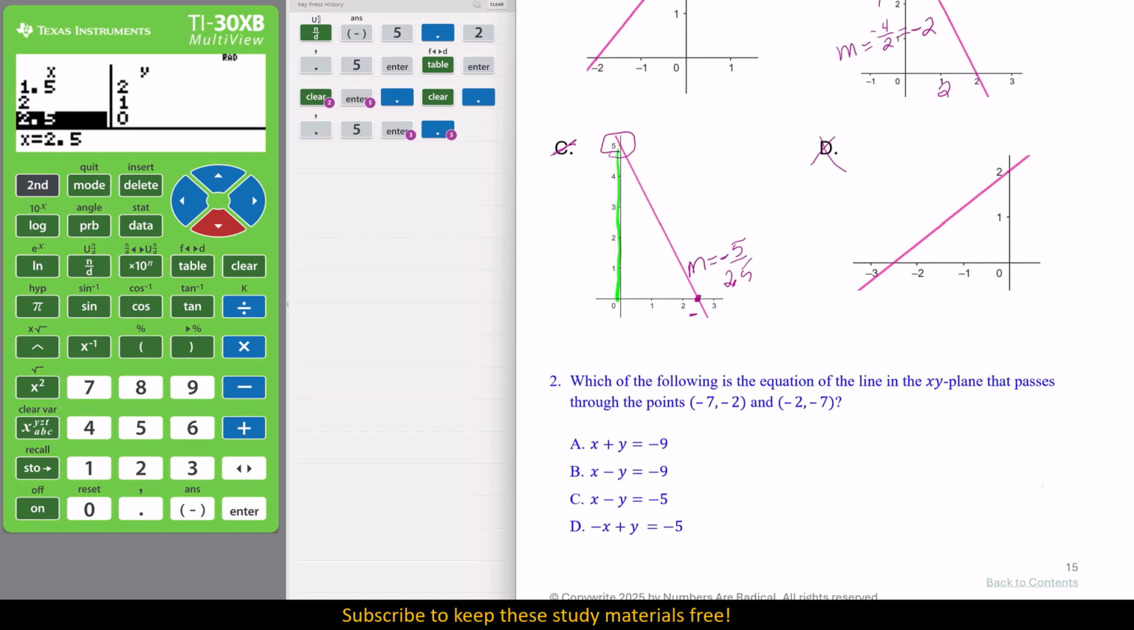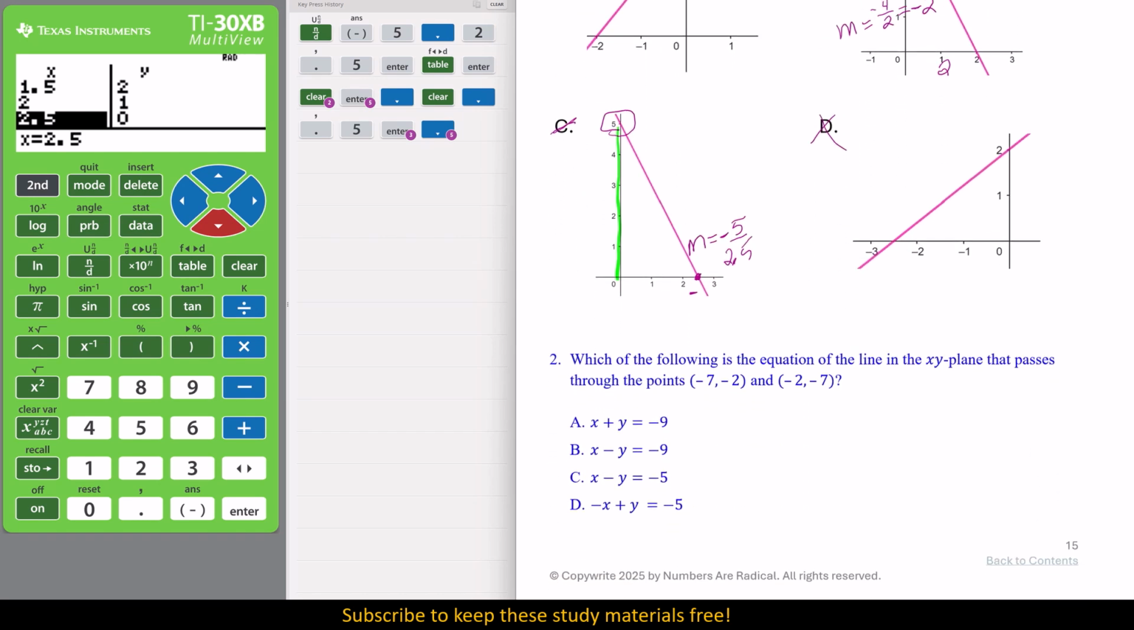Okay, let's look at number 2. Which of the following is the equation of the line in the xy plane that passes through the points -7, -2, and -2, -7?